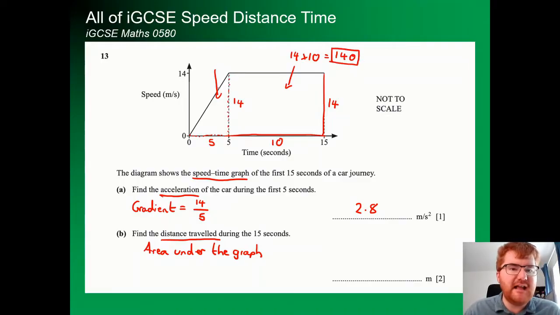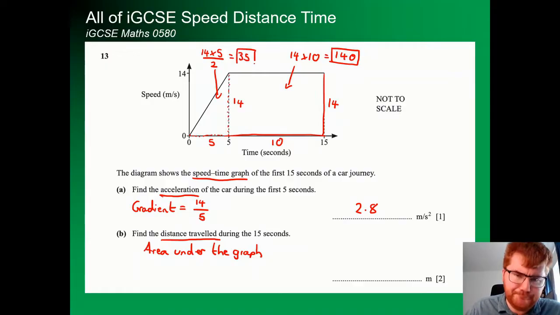And if we want to work out the area of the triangle, notice here we're working out the area, not the gradient. So I just want to find the area of the triangle, and that's equal to 14 times 5, so base times height divided by 2. And again, you can use your calculator to work this out. I'm going to do this non-calculator style. So 14 divided by 2 is 7. 7 times 5 is 35.